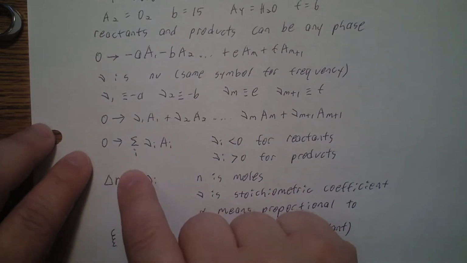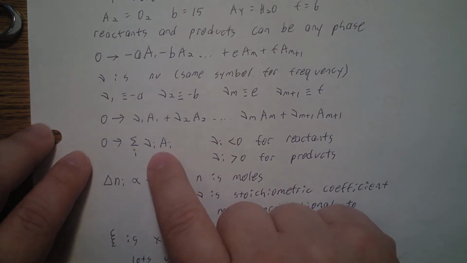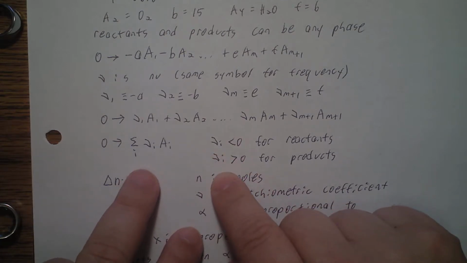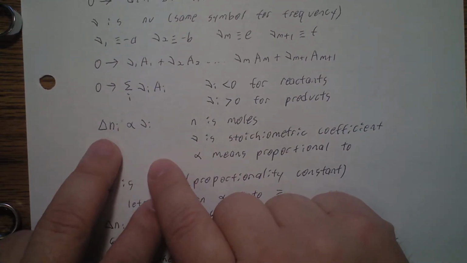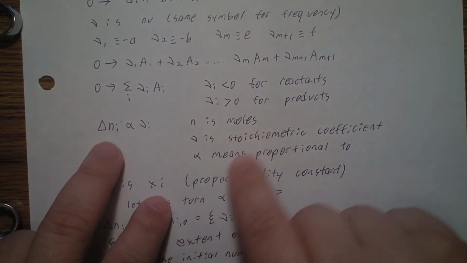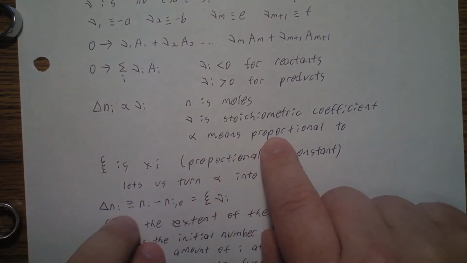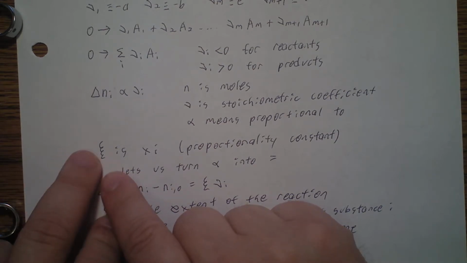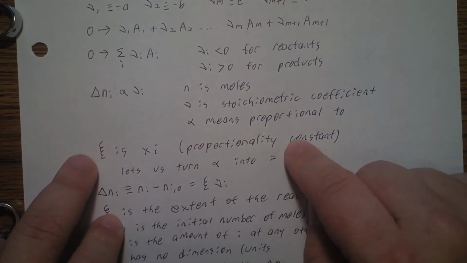So we're going from 0 to the sum over i of the coefficient of i times the identity of substance i. So like I said already, nu_i is going to be less than 0 for all the reactants, and nu_i is going to be greater than 0 for the products. Now we have the change in the number of moles of i is proportional to nu_i. Now remember, n is the number of moles, nu is the stoichiometric coefficient, and in this case the alpha means proportional to. Now we're going to introduce a new letter, a Greek letter, xi, pronounced xi. This is going to be our proportionality constant.